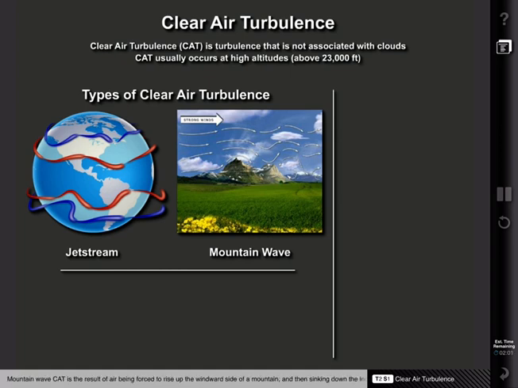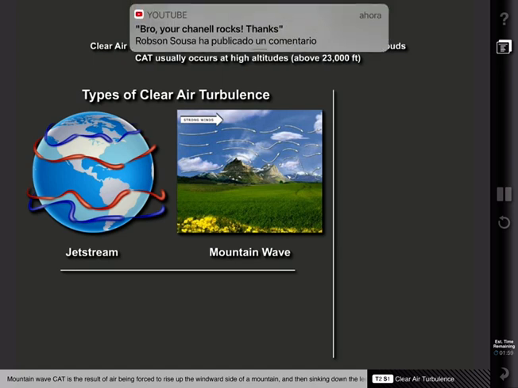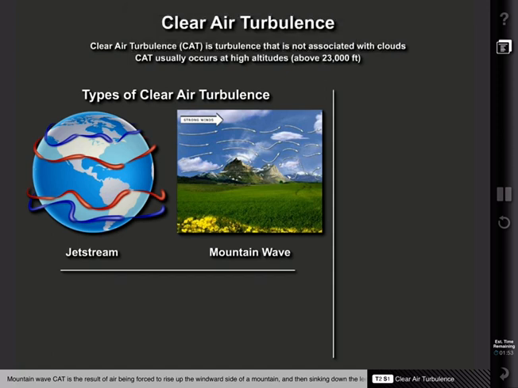Mountain wave clear air turbulence is the result of air being forced to rise up the windward side of a mountain and then sinking down the leeward side. This mixing of air develops into turbulent airflow downstream of the mountain, creating breaking waves, rotors, and eddies.